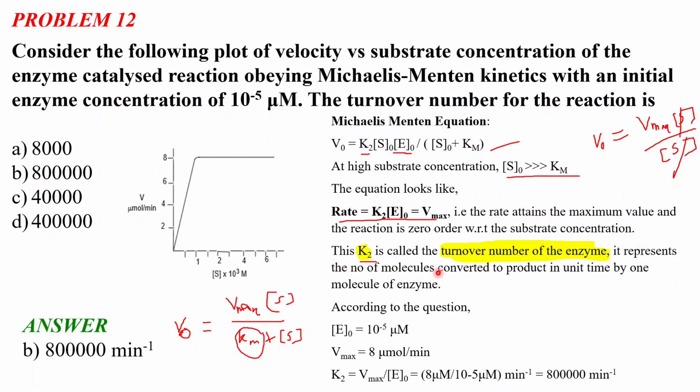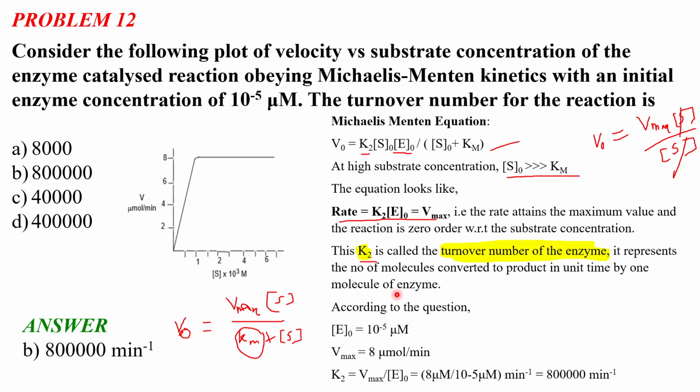It represents the number of molecules converted to product in unit time by one molecule of enzyme. So what is the turnover number? One molecule of enzyme per unit time converts a certain number of molecules, and that number is called the turnover number for a particular enzyme. So a higher turnover number means that per unit time one molecule of enzyme converts a higher number of molecules to product, meaning it is more efficient. A higher turnover number means a more efficient enzyme or catalyst.